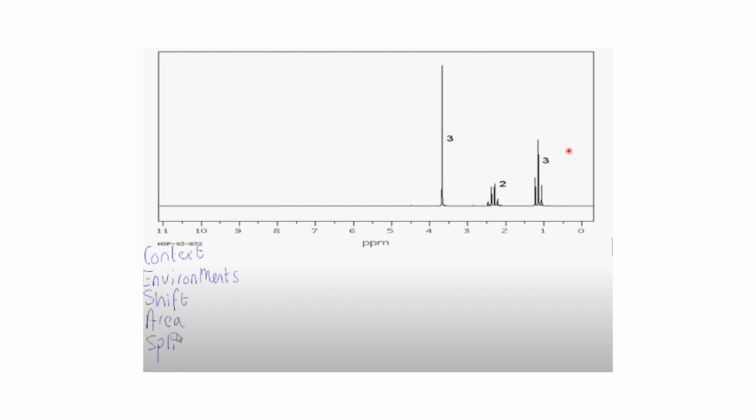Looking at how many clusters of peaks there are would tell us how many proton environments there are. So here we could clearly see that there are 1, 2, and 3 proton environments, which are labeled A, B, and C.